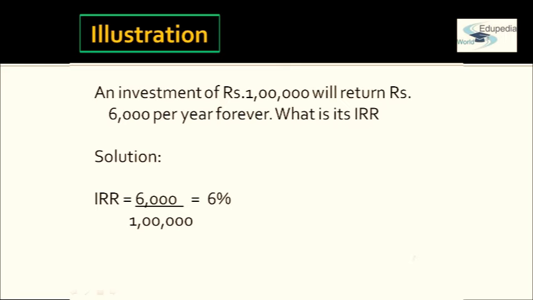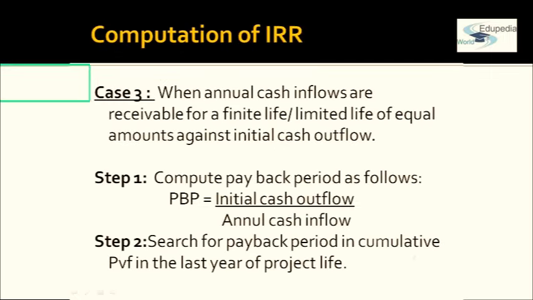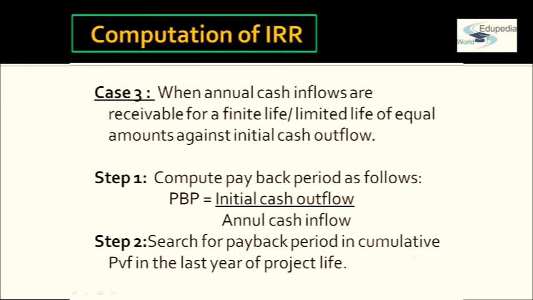So what is its IRR? IRR will be 6,000 divided by 1 lakh, which is equal to 6%. So 6% is the IRR in this case. Now case 3, when the annual cash inflows are receivable for a finite life, 20,000 for 5 years.